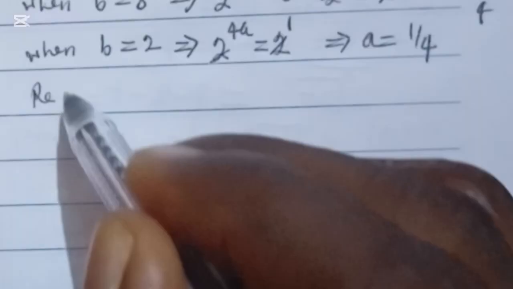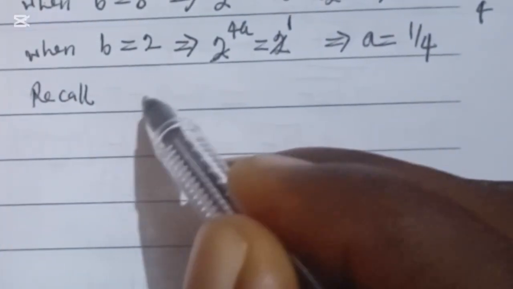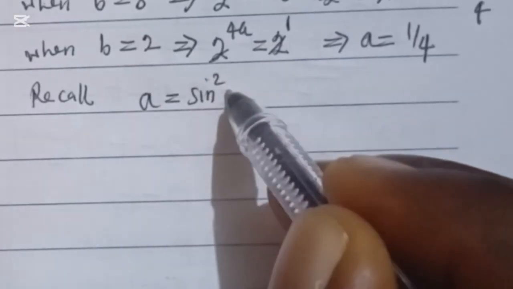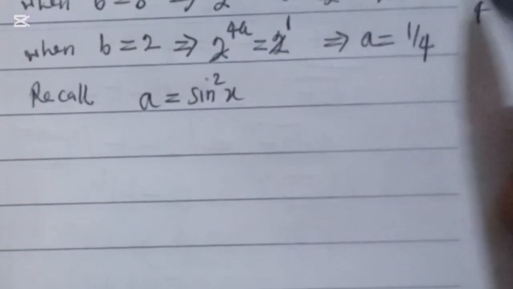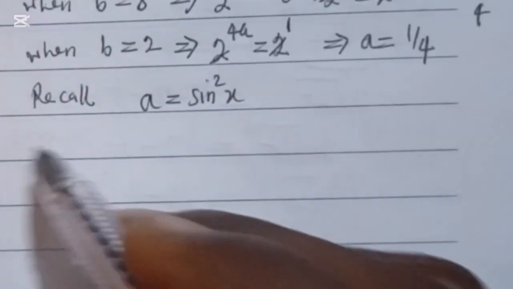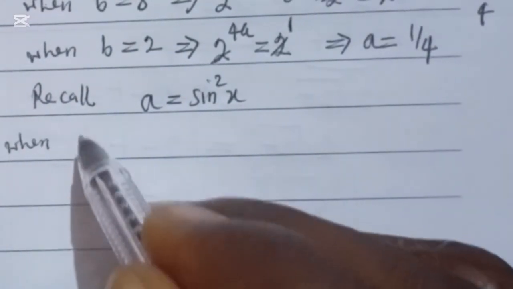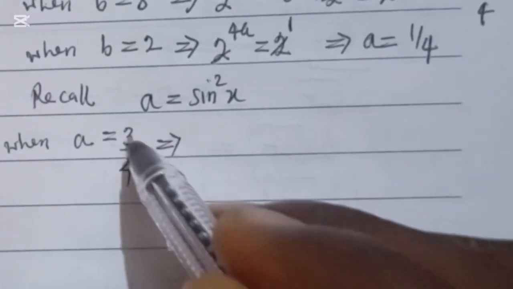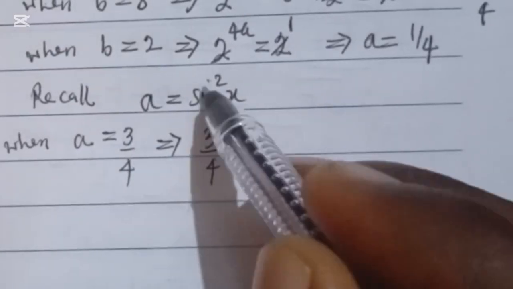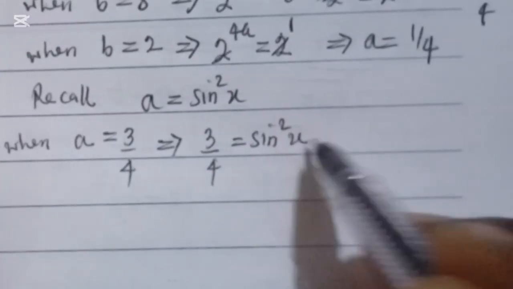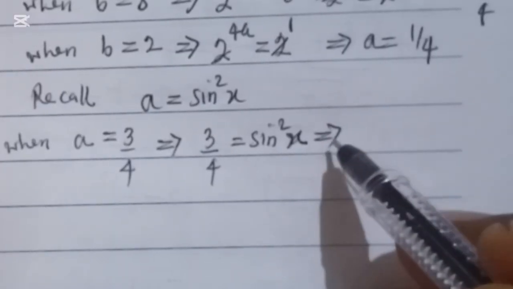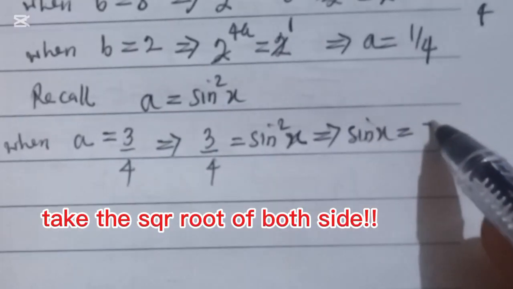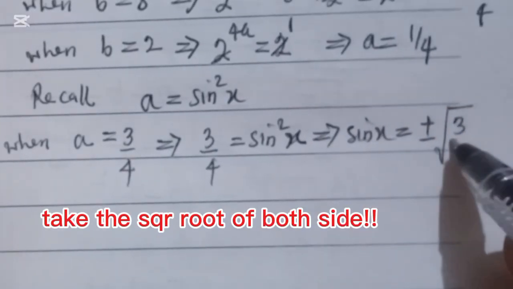Remember, recall again that we substituted a to become equal to sine squared x. So now that we have two values of a, we now substitute it back into this expression. Okay, so when a is equal to 3 over 4, let's get the value of x. This implies that 3 over 4, which is a, is equal to sine squared x. To get the value of x, we can simply take the square root of both sides and we're left with sine x, which is equal to plus or minus the square root of 3 over 4.